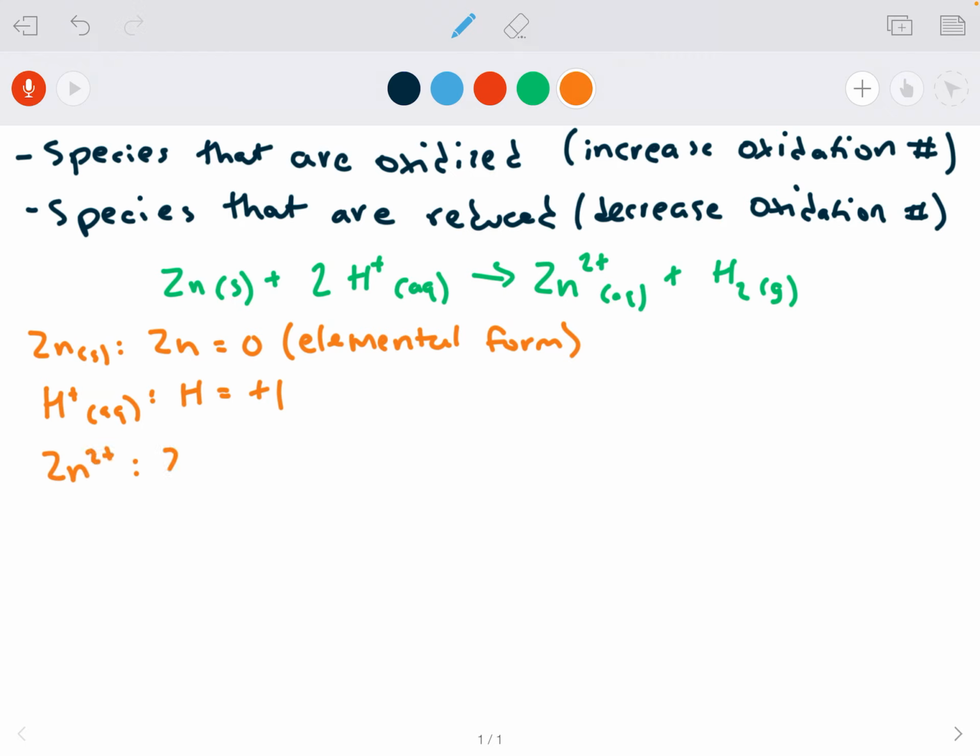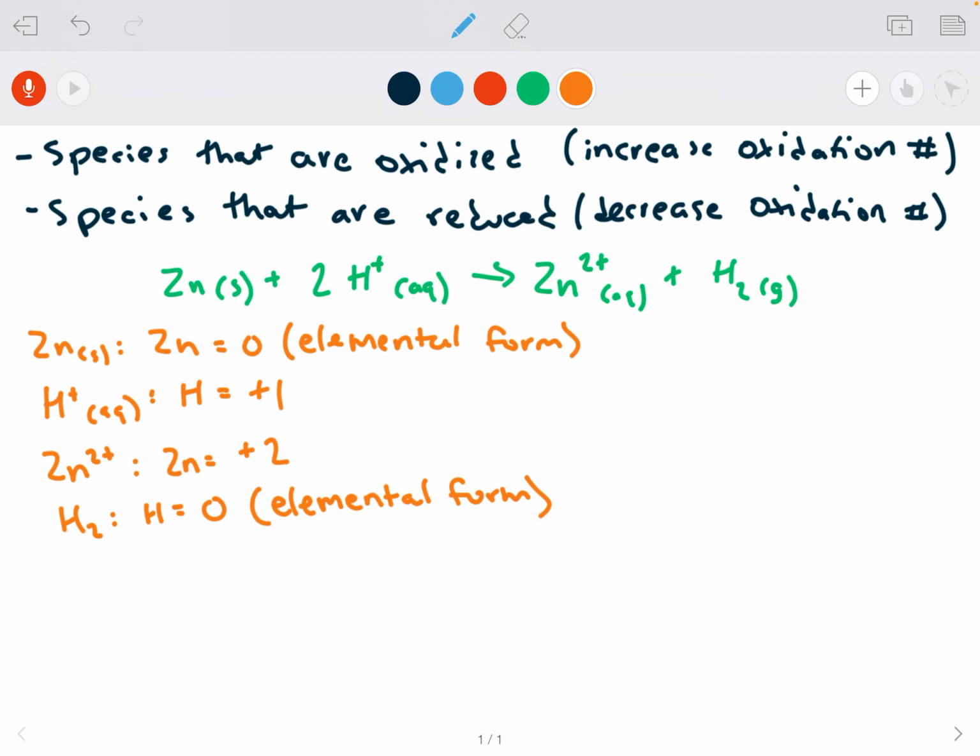The same is going to apply for the Zn2+ now. The zinc is going to equal plus 2 because the overall charge of the cation is plus 2 and zinc is the only atom in it. And then H2, the hydrogen is going to equal 0, again because we're in elemental form now. Remember, hydrogen is one where the elemental form is diatomic, just like oxygen, nitrogen, chlorine, fluorine, bromine, iodine, all of those.